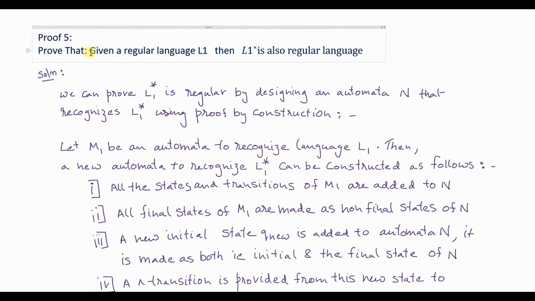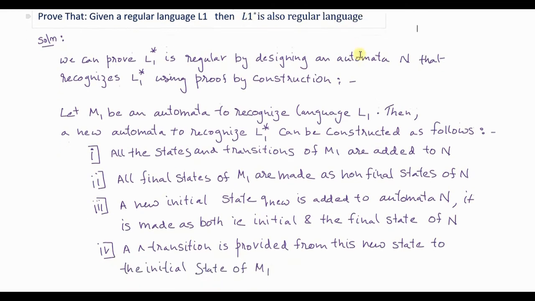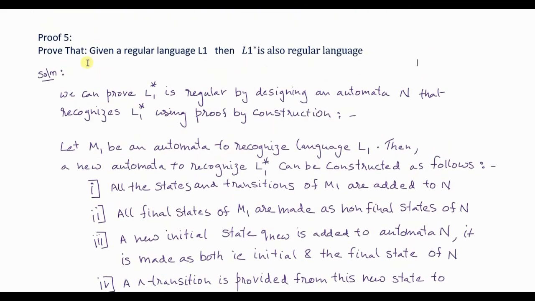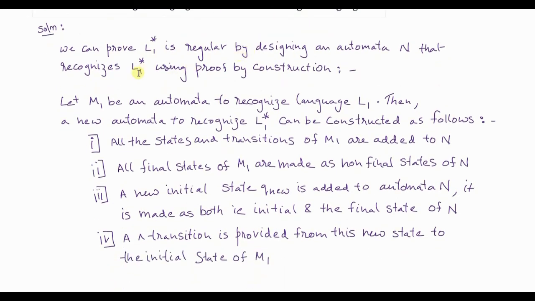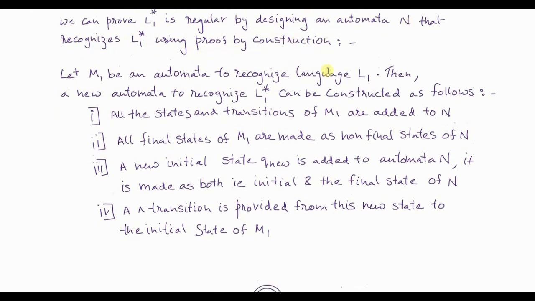We are asked to prove that given a language L1, then the Kleene star, that is L1 star, is also a regular language. Now, as I have told you in the previous proof also, if we are able to prove that there exists an automata for L1 star, then we can say that L1 star is also regular. So, formally, we can prove L1 star is regular by designing an automata capital N that recognizes L1 star. For this, we will use proof by construction.